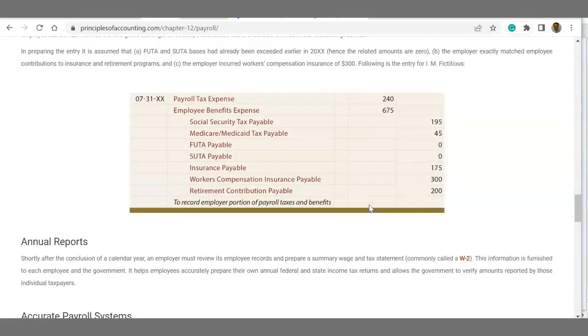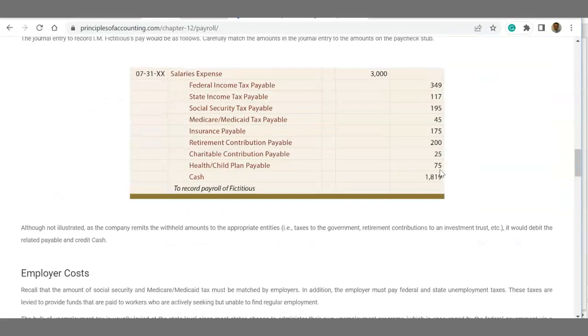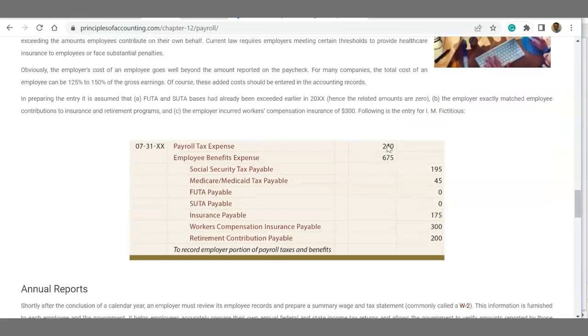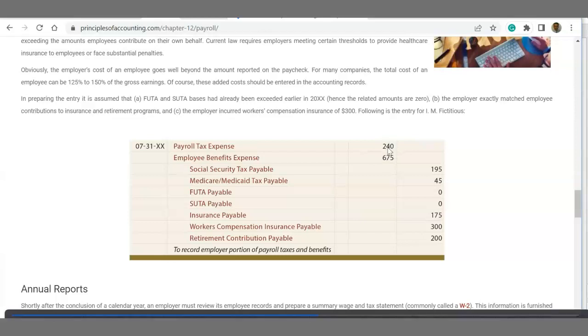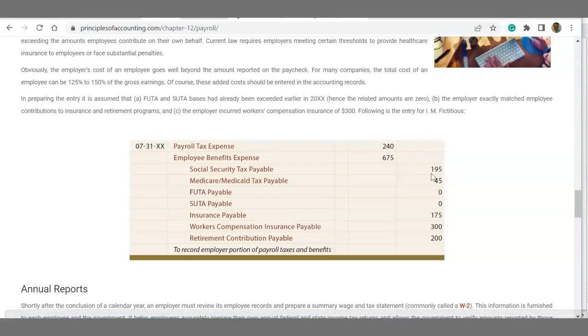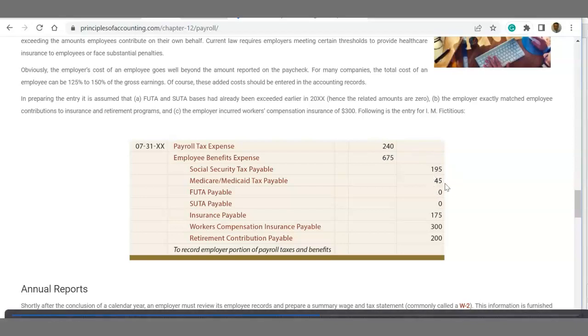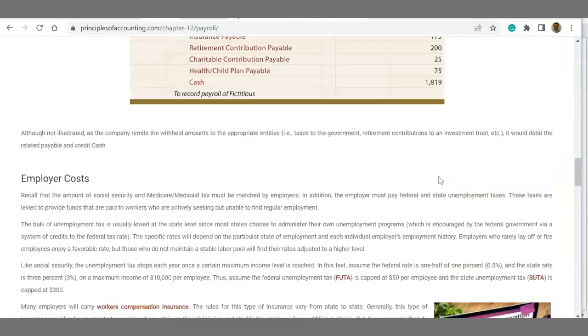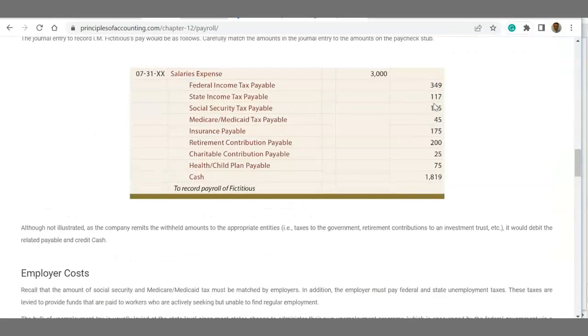So here we go. This is the same company where the employee gets, let's say, 1819 at the end, but the payroll tax will be recorded as $240. This $240 comes from Social Security, half of it payable recognition, and Medicare, half of it. So 6.2% of gross and 1.45% of gross for Medicare and Social Security. As you see, this is 195 and 45. It's exactly the same as here, 195 and 45.